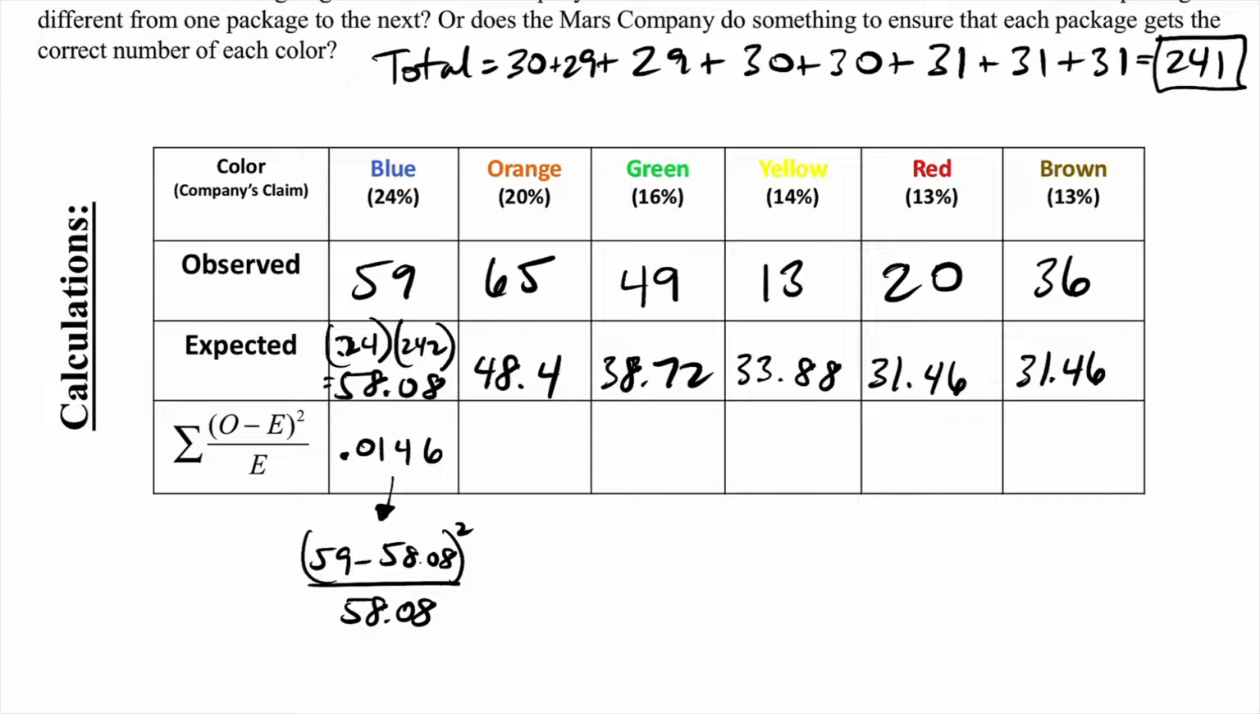Okay, I want you to do that for the rest now. Do it for the rest of the colors. Chi-square. Don't forget to square before you divide.